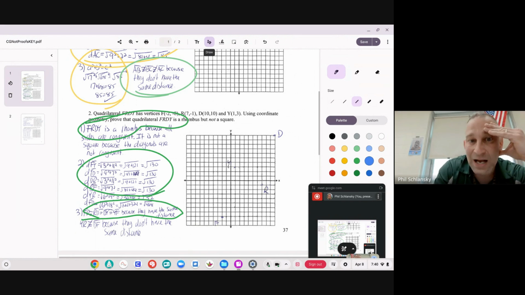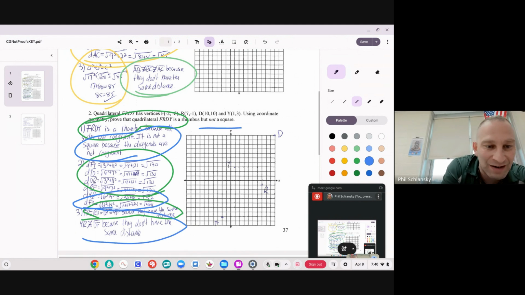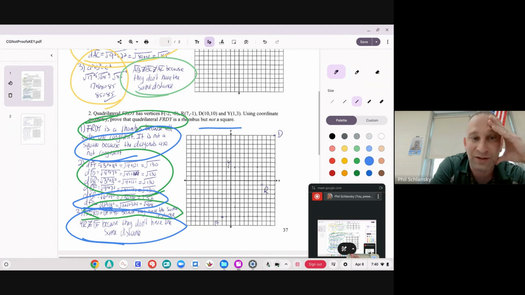But to prove it's not a square, well, a square does have congruent diagonals. So to prove it's not a square, I'm proving that it does not have congruent diagonals. I'm finding the distance of the diagonals and showing that they're different. And I'm saying that they're not congruent because they don't have the same distance. To prove it's not a shape, I'm going to prove it does not have the property that it would need to have in order to prove the shape. Let's take a look at one more.